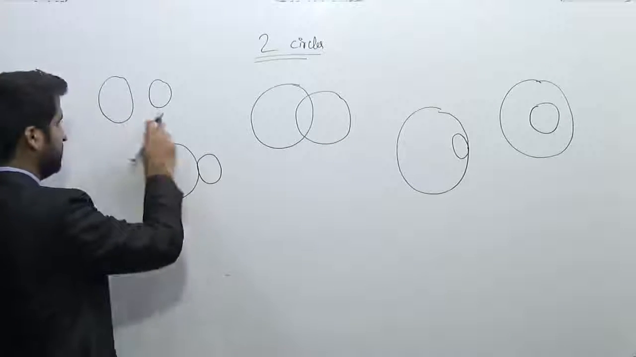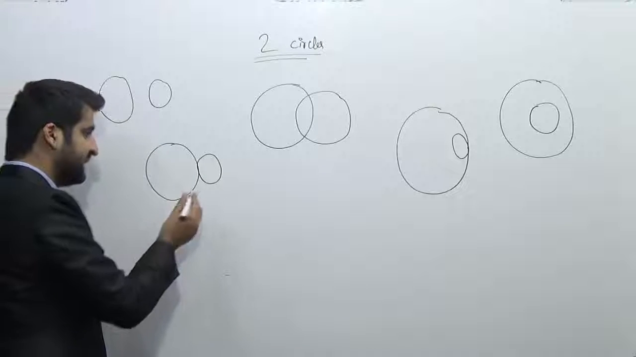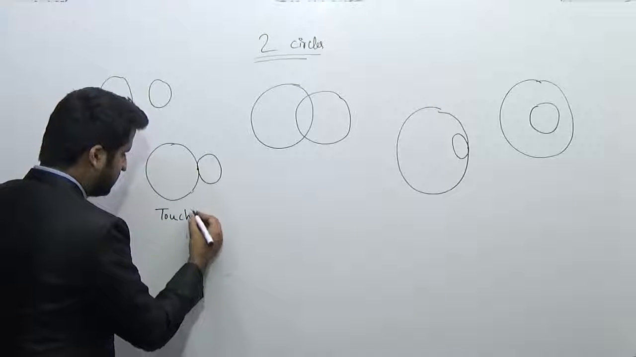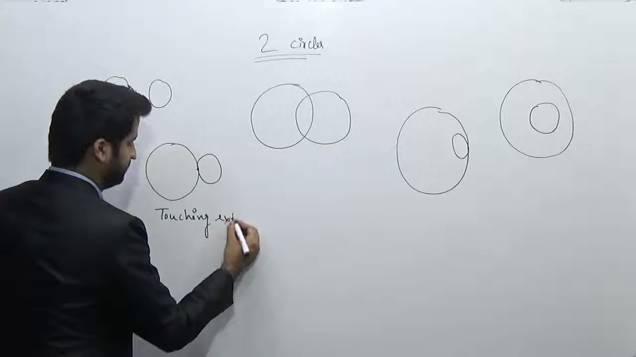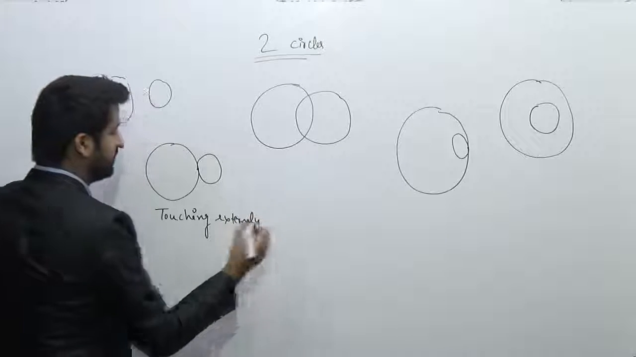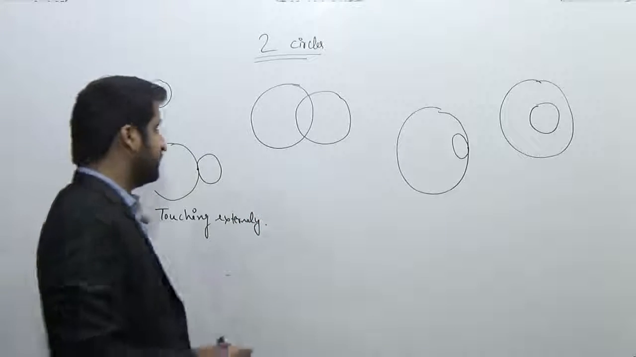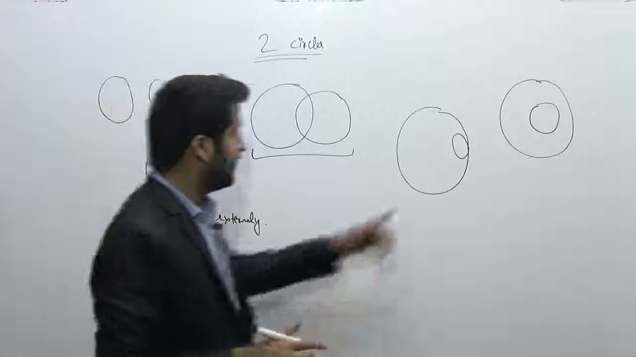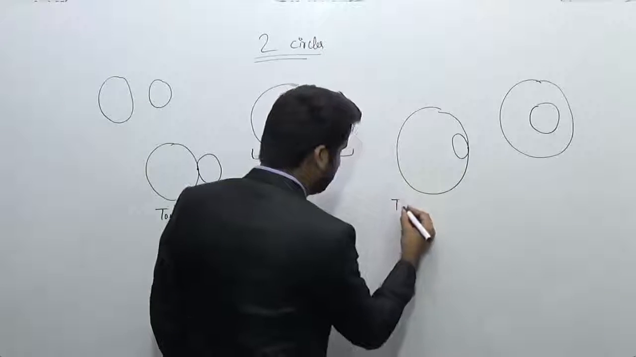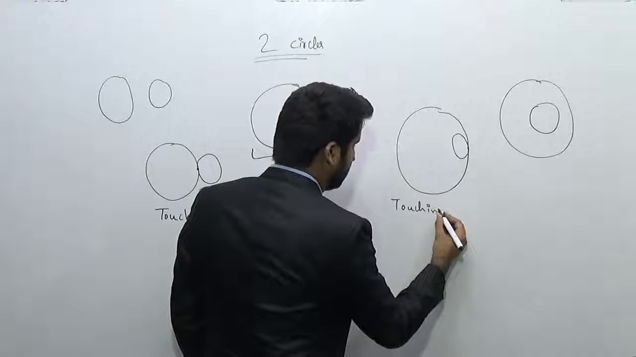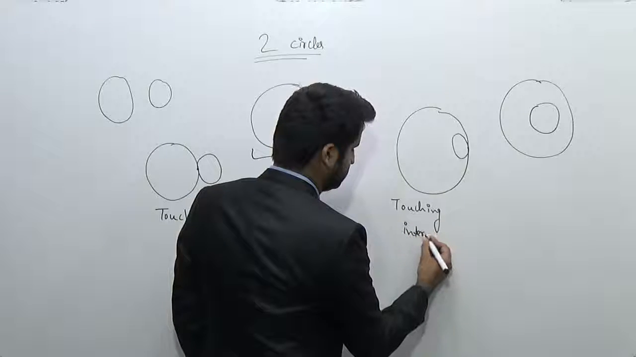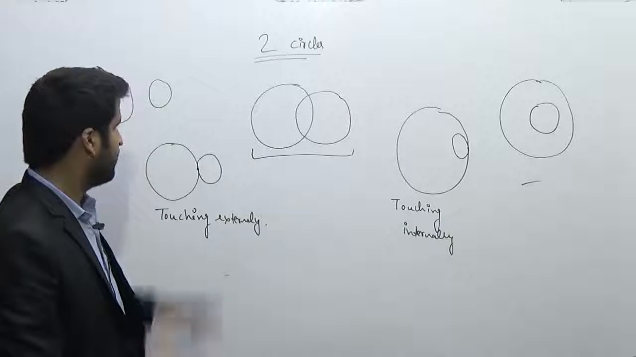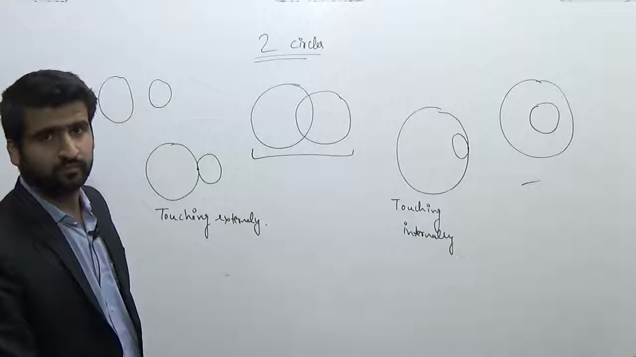In the first case, the circles are not touching at all. In the second case, they are touching at just 1 point. This thing is called circles touching externally. Circles touching externally, right? In this case, the circles are touching at 2 real points. In this case, they are touching at just 1 point, and this is called circles touching internally. And this thing, they are not touching at all, right? So we'll have 5 cases, right?